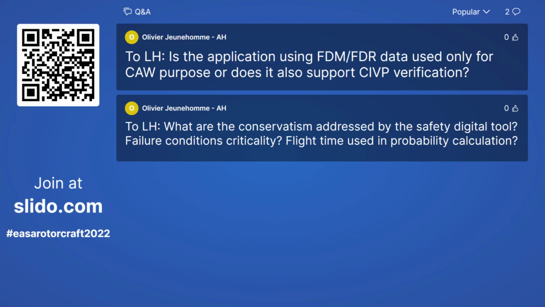Okay, I can invite you to take the next two questions on Slido because they are on the same subject, and if you can also read the questions. Yes, is the application using FDM, FDR data used only for CAW purposes, or does it also support CVP verification?